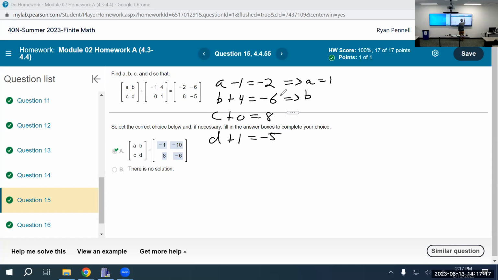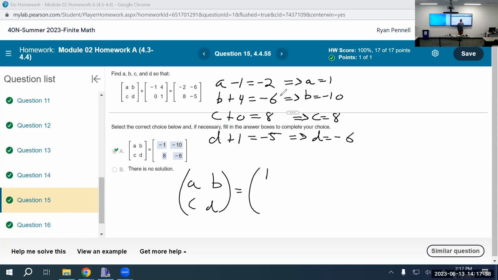A equals 1. B equals negative 10. C equals 8. D equals negative 6. So A, B, C, D: 1, negative 10, 8, negative 6. We have it.